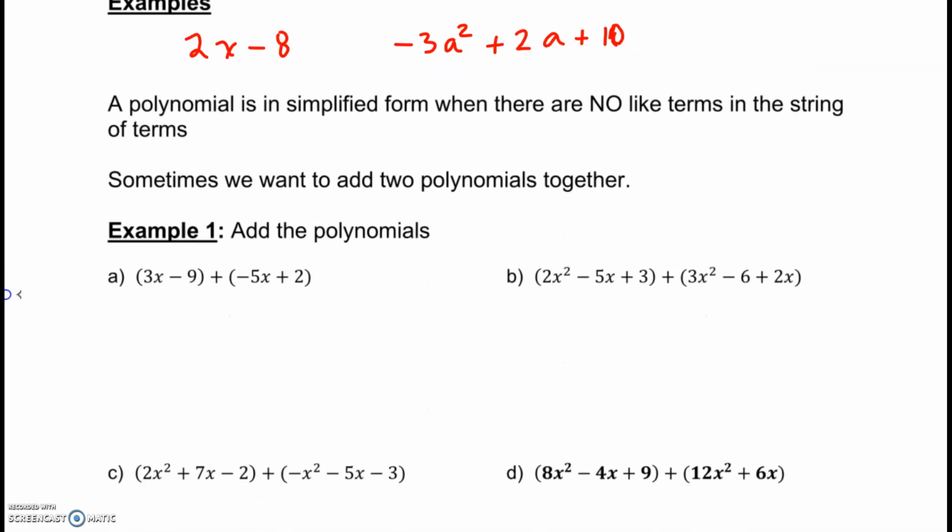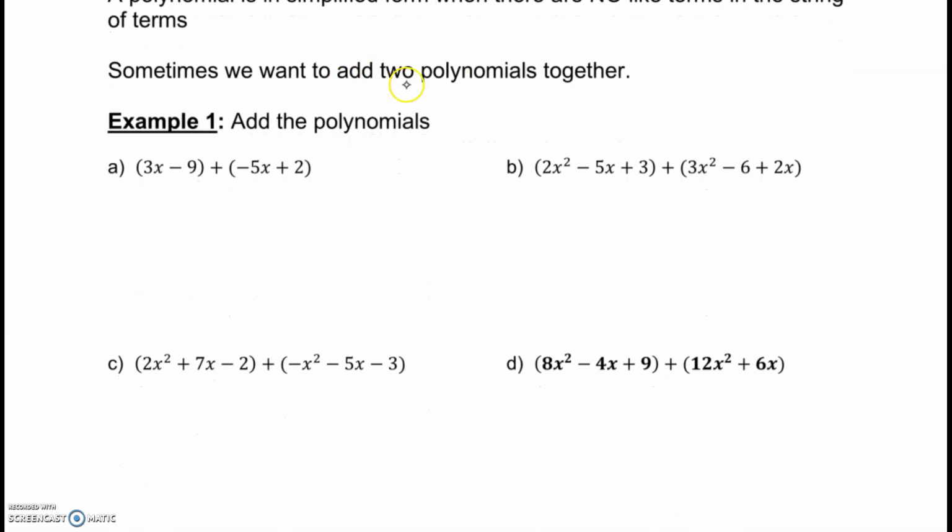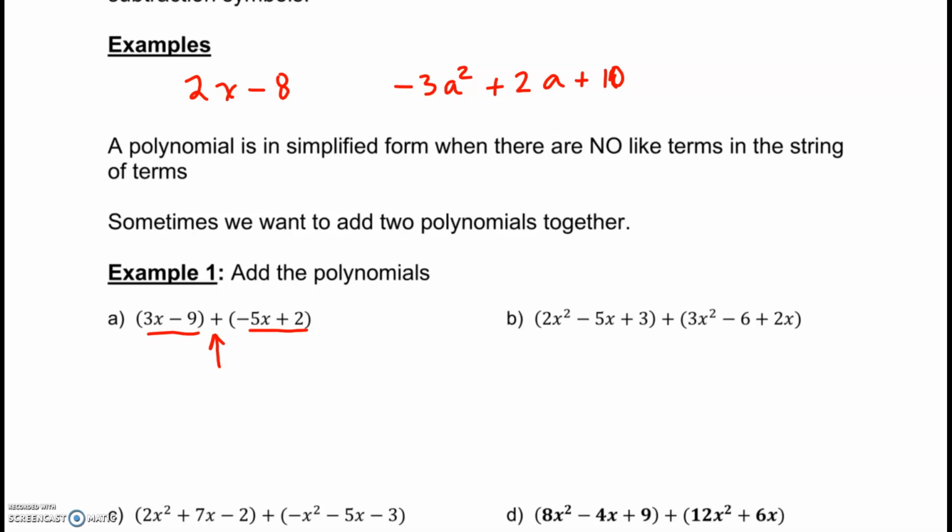Now sometimes we're going to be in a situation where we want to add two polynomials together. Let's take a look at example 1. My first polynomial is 3x minus 9. My second polynomial is negative 5x plus 2, and I want to add these two polynomials together so that it's simplified and it'll end up looking something like our example up here. Now we can see that between our two polynomials I have like terms with the 3x and the 5x.